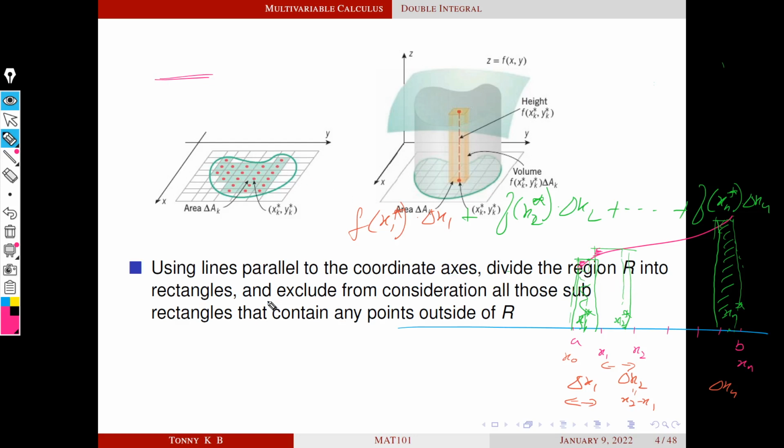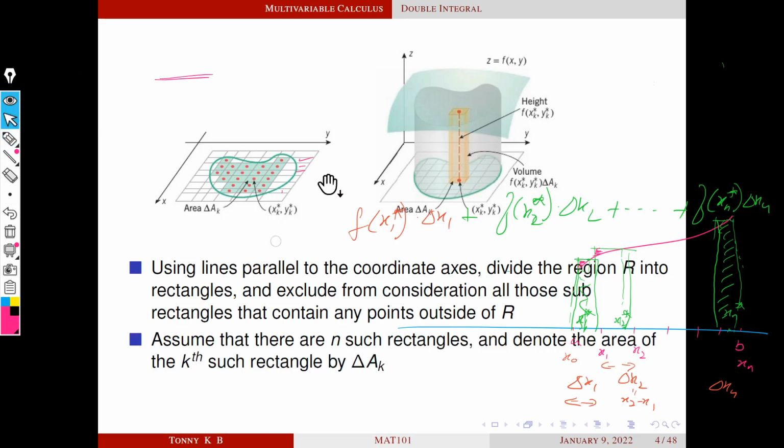Okay, and we exclude from the consideration all those subrectangles that contain any points outside of R. So we exclude this rectangle because some points are outside the region. We exclude these rectangles. Clear? So we consider only rectangles which are completely inside R. Clear? That is our first step. So we assume that there are n such rectangles. Okay, that means there are n such rectangles completely inside the region R. Here it is, there are blue rectangles. They are completely inside, and we assume that there are n such rectangles.